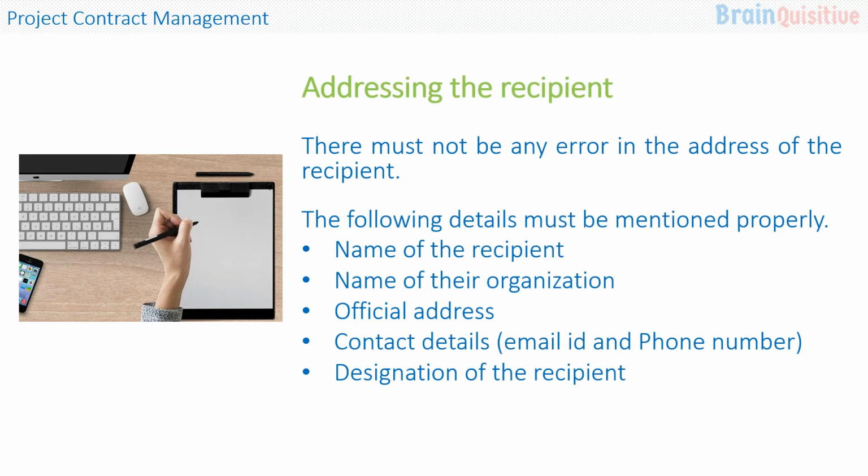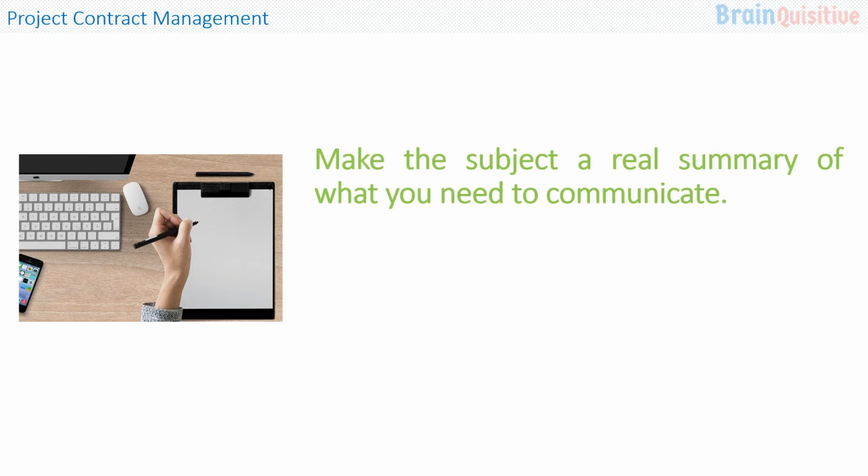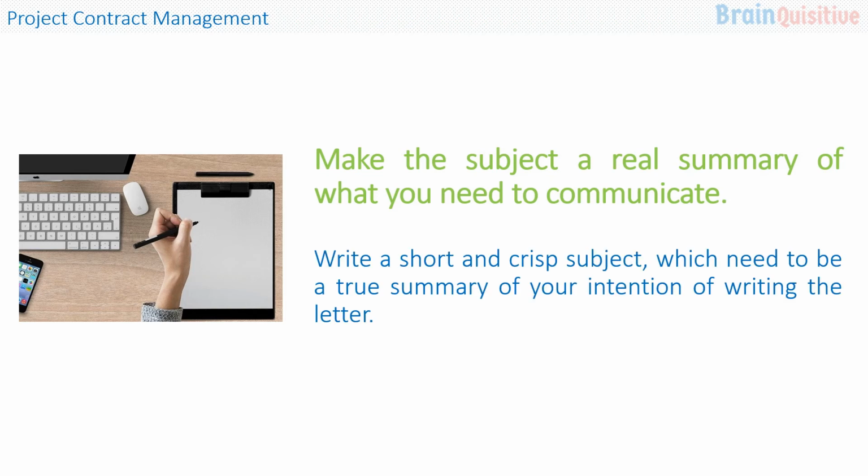There must not be any error in the address of the recipient, which is to be mentioned at the top of the letter before starting the message. The following details must be mentioned properly at the right place: name of the recipient, name of their organization, official address, contact details including email ID and phone numbers, and designation of the recipient. Make the subject of your letter a real summary of what you actually need to communicate. Write a short and crisp subject which needs to be a true summary of your intention of writing the letter.